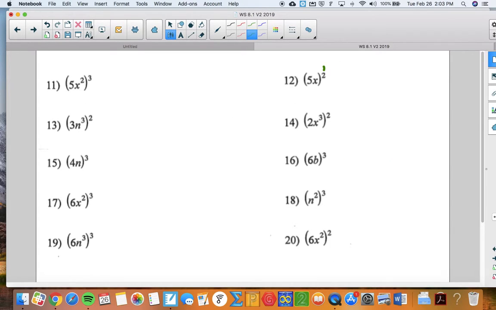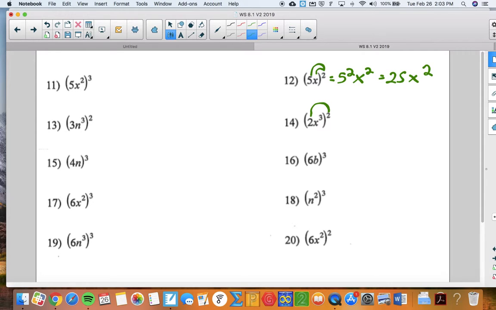Number 12, we're going to do some sprinkling. So we get 25. I'm going to actually write it this way. I'm going to write it as 5 to the power of 2, and then this power of 2 gets sprinkled to the x, so x to the power of 2. Now 5 squared we can actually calculate, it's 25. So the best answer is 25x squared.